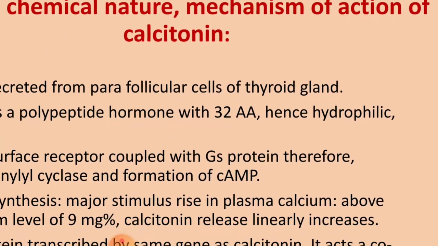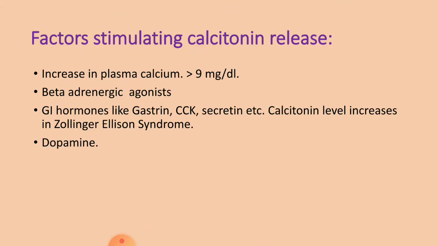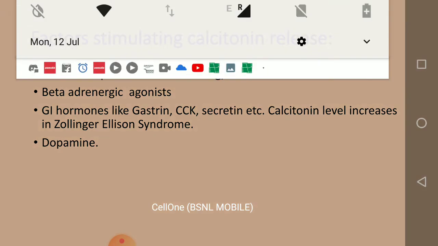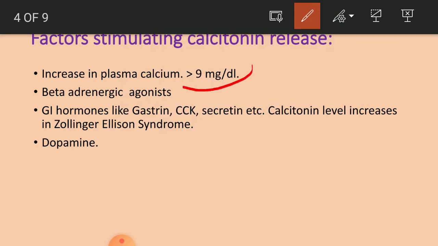Now, after learning about the source and mechanism of action, let us focus on the factors stimulating calcitonin release. I have also already mentioned that the major stimulus for calcitonin release is increased blood calcium level, that is more than 9 milligram per dl. Whenever there is increased blood calcium, calcitonin gets released and it acts in various ways to reduce blood calcium.